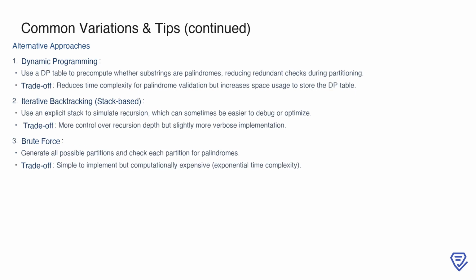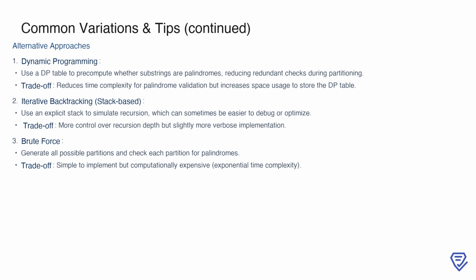When approaching the palindrome partitioning problem, there are alternative strategies to consider beyond backtracking. One such approach is dynamic programming. Here, you can use a DP table to pre-compute whether substrings are palindromes, which helps reduce redundant checks during partitioning. The trade-off is that while this approach can significantly improve time complexity, it does require additional space to store the DP table. Another option is iterative backtracking using a stack. This involves simulating recursion with an explicit stack, which can sometimes make debugging and optimizing your solution more manageable. However, it tends to result in a more verbose implementation.